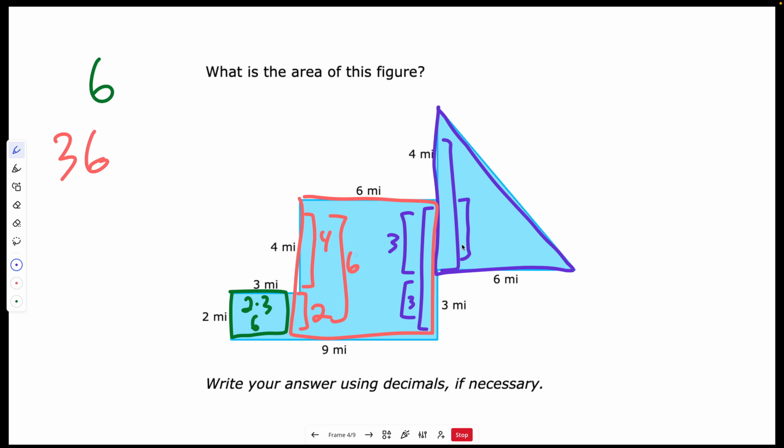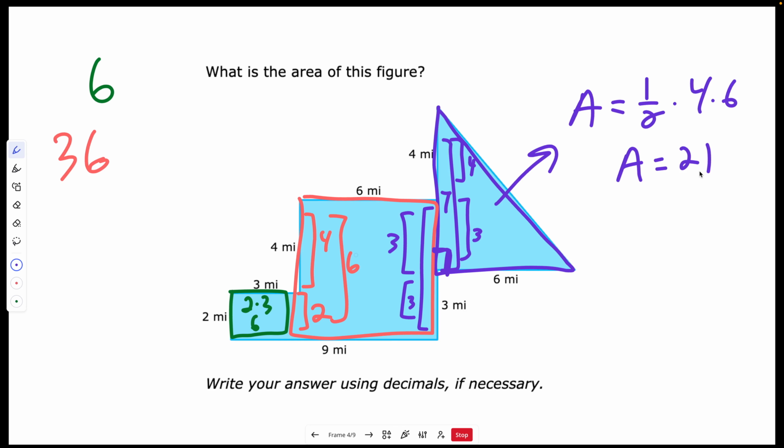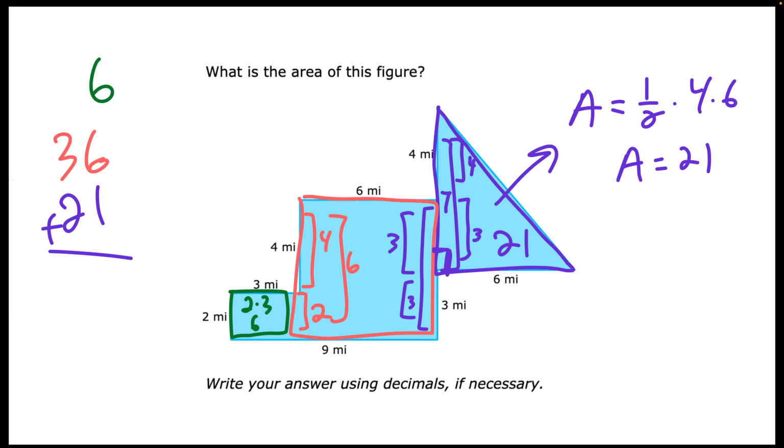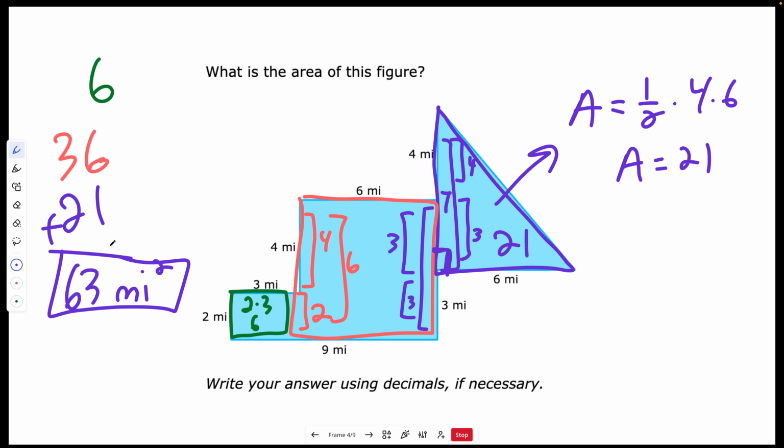So now in the triangle, this part is 3, this part is 4, which means the whole side here is 7. So now to find the area of the triangle, your right angle is here. So this is 1/2 times 4 times 6, so the area is 21. When you add up these three numbers, you get that the area is equal to 63. And this is miles squared, or square miles. This is our final answer.